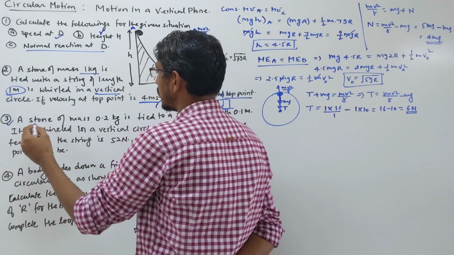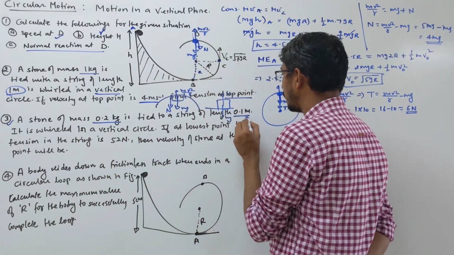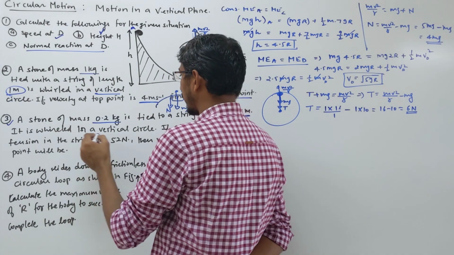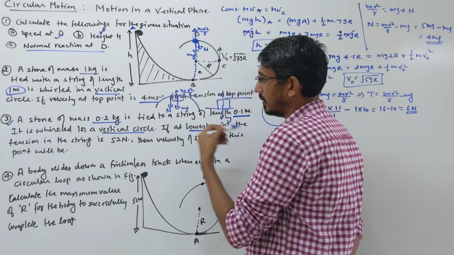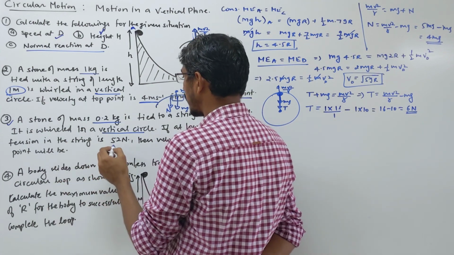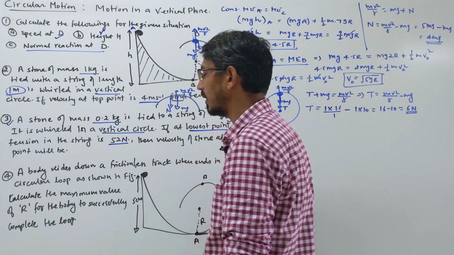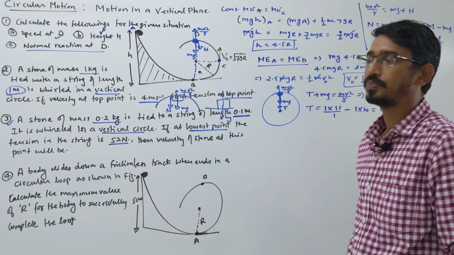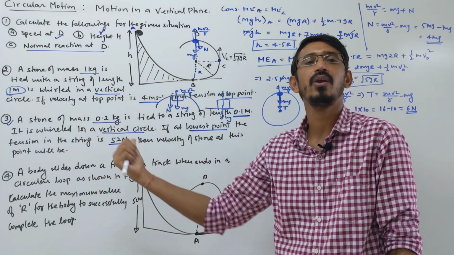A stone of mass 0.2 kg is tied to a string of length 0.1 meter. It is whirled again in a vertical circle. If at the lowest point the tension in the string is 52 Newton, then the velocity of the stone at this point will be what? So this question is just the opposite of that question. Here velocity was given and they asked tension; here tension is given and they are asking velocity, but at the lowest point.